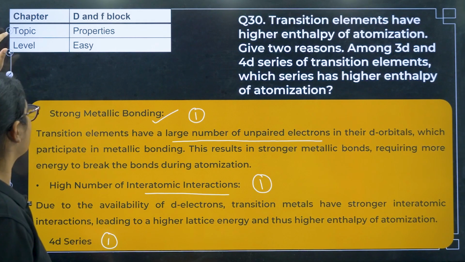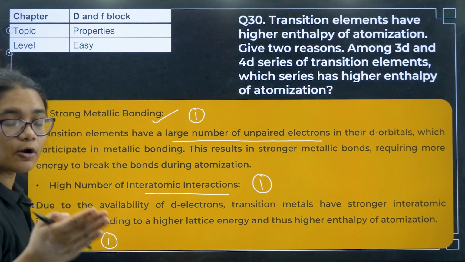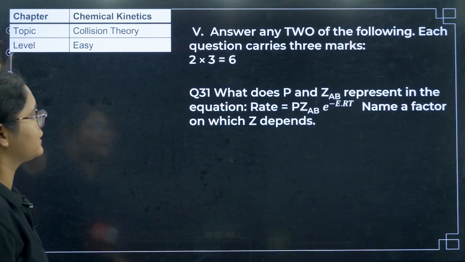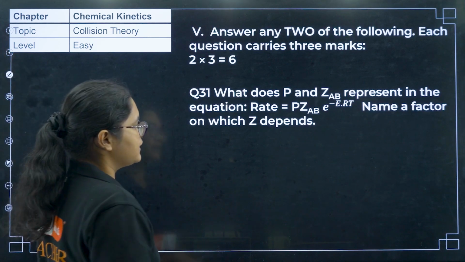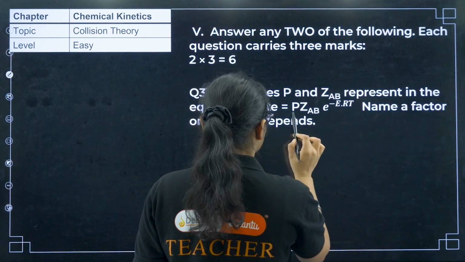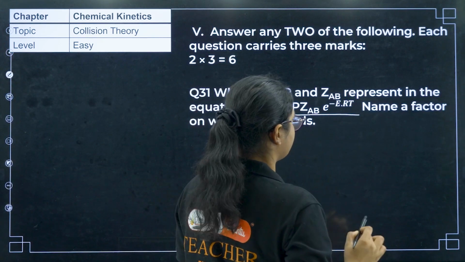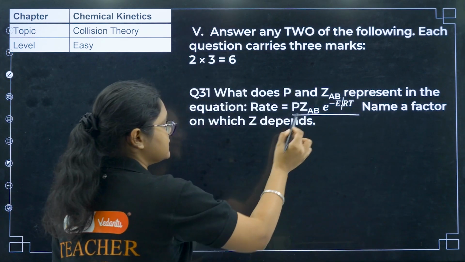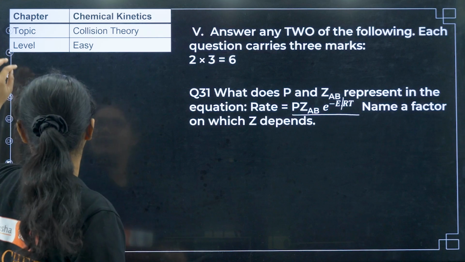With this we are done with the 3 marker questions from inorganic chemistry. Now we will have 3 marker questions from chemical kinetics. What do P and ZAB represent in the equation k = PZAB e to the power of -Ea/RT? Name a factor on which Z depends. So we have the answer here.